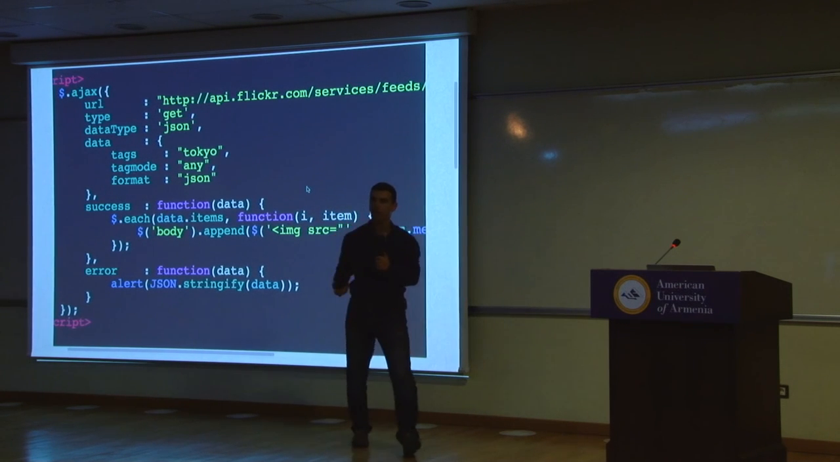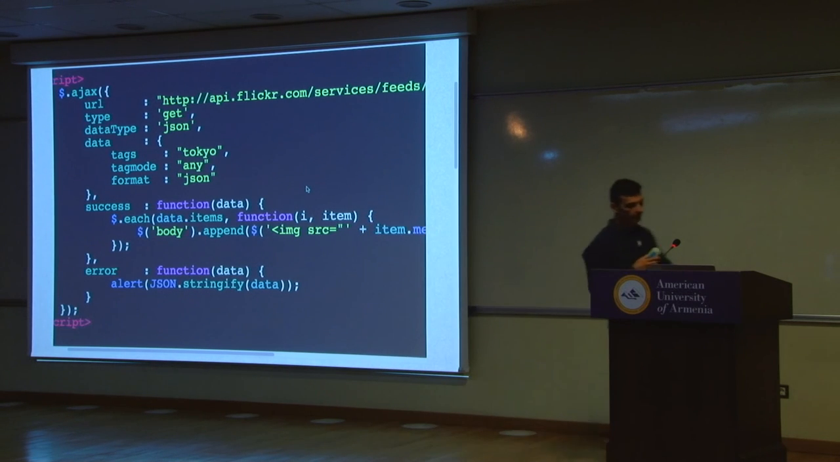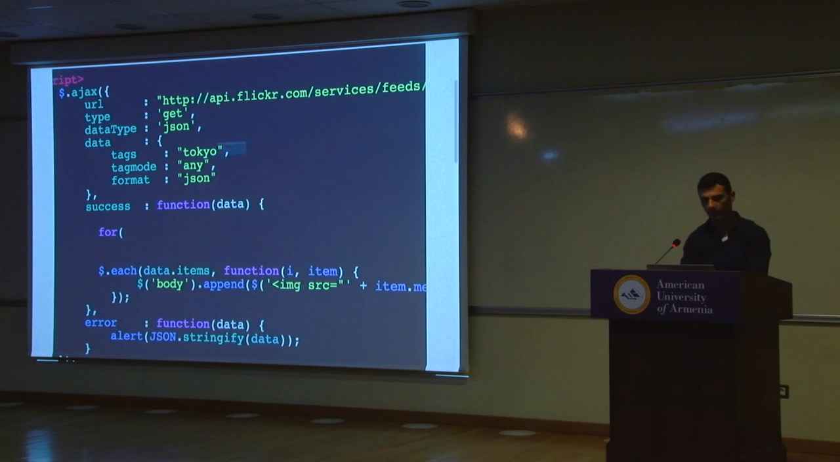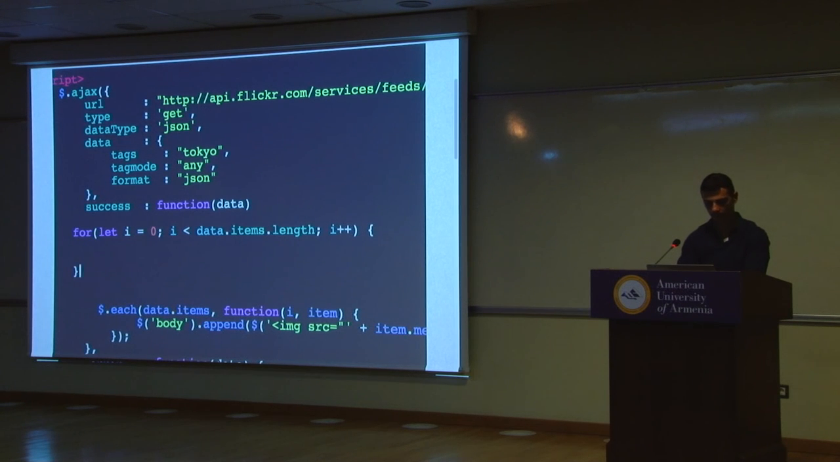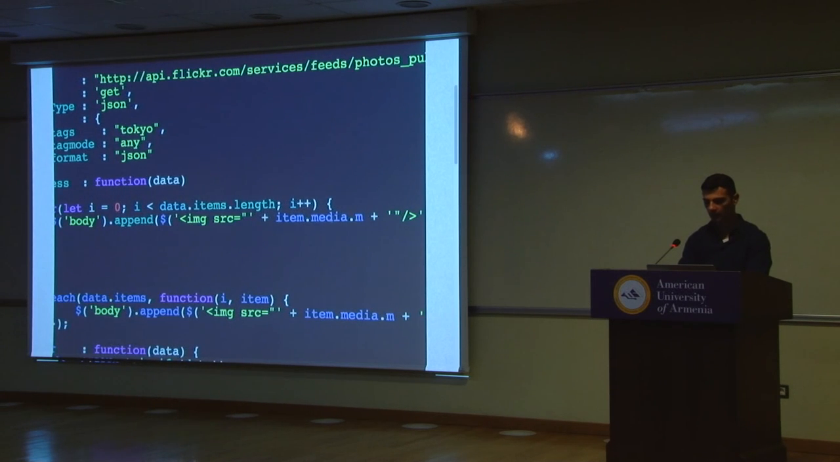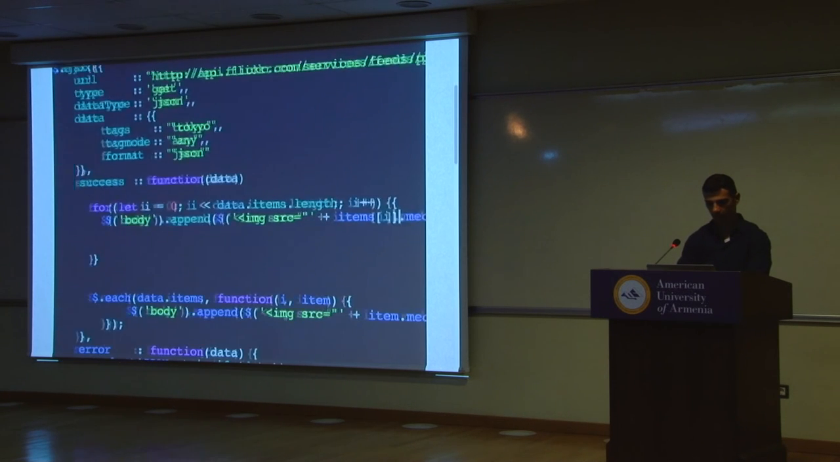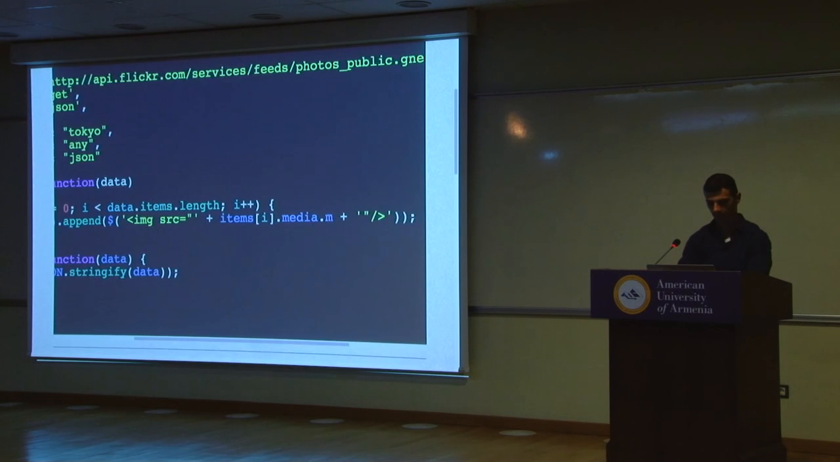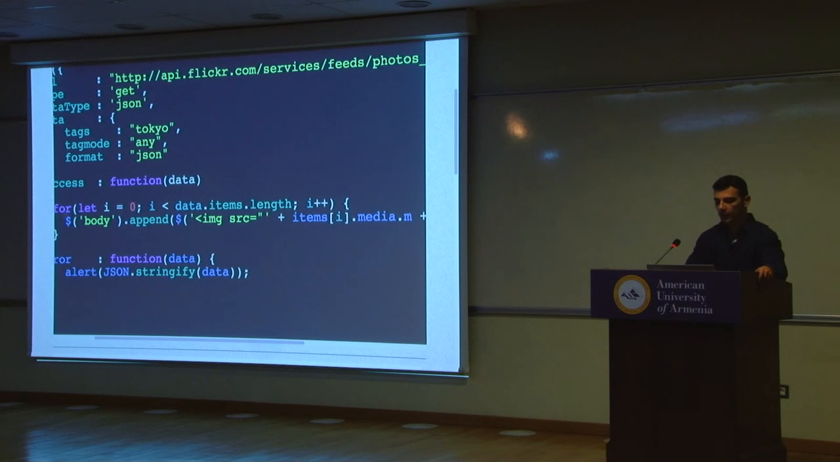Once I get that, data is an object that has an array attached to it called items. Let me make this simpler. Let me get rid of this. Let i be 0, i is less than data.items.length, i plus plus. So this will iterate over all the items that the server sent me. And then for each of those items, I want to append to the body an image. Image tag, which is item. There you go. Let me get rid of this. There. Does everyone understand what's happening here?